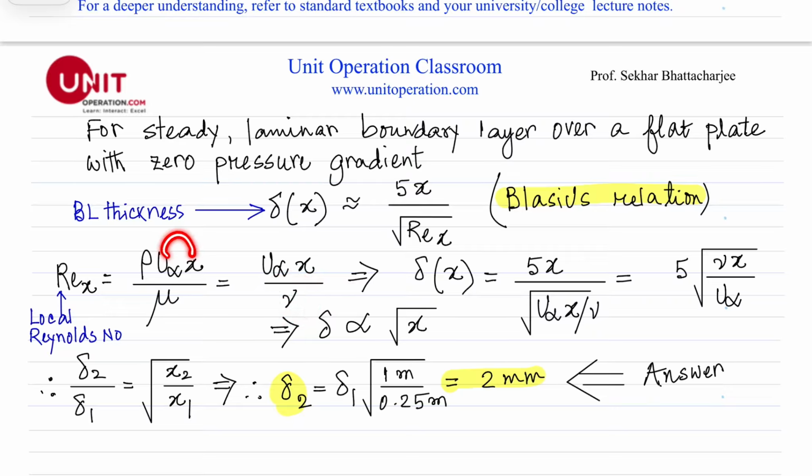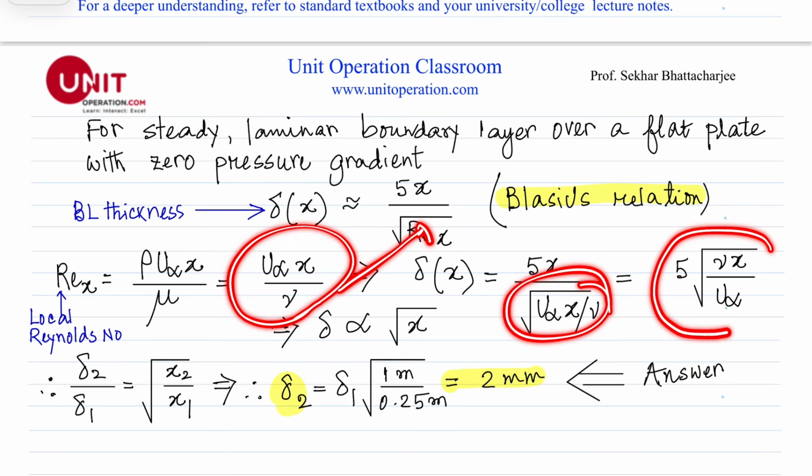So this U infinity x stays here. So this is nu. So we put this here. So we put this solution right here. So we put here, and this is the expression we got. So all these details are given over here.